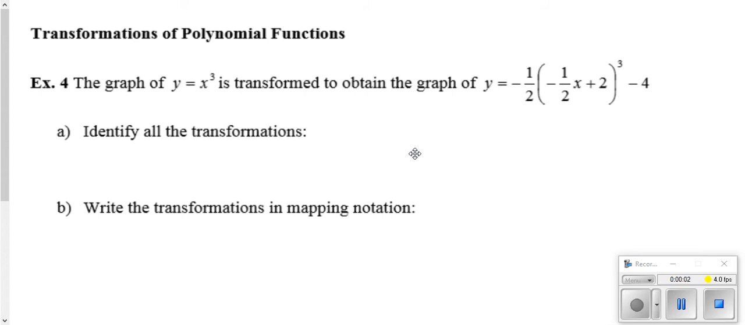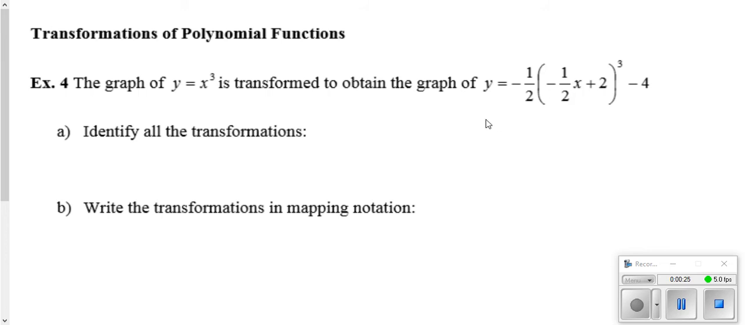Okay, so in example 4 here, we're just going to talk about transformations. This is the exact same transformations from unit 1. So we have y equals x cubed, and we're transforming it to obtain this graph here. To obtain this graph, the very first thing I notice is I don't have a dedicated b value. I'm probably going to need to factor in this question.